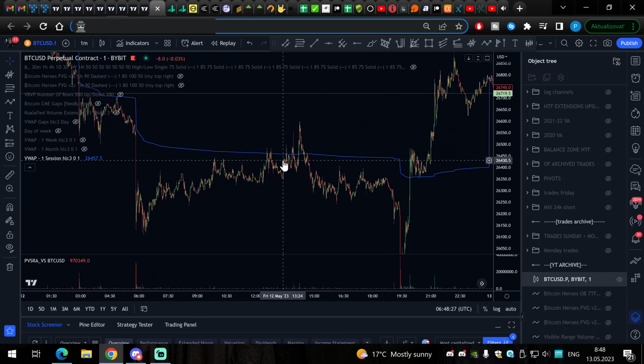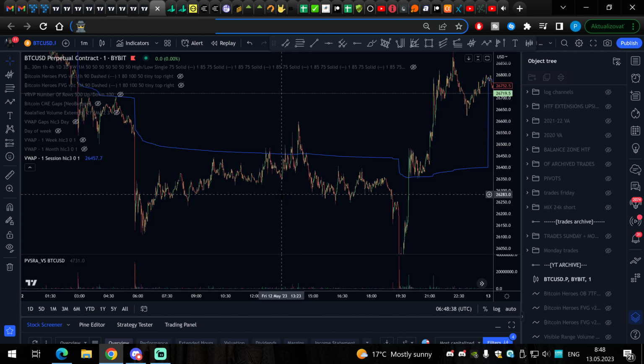I don't trade many crosses on the VWAP. I'm usually already in the position before we reach the VWAP. That's an important tool. I mean, that's an important rule for you.